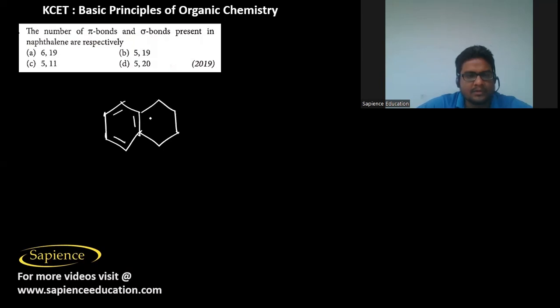Two benzene rings which are connected side by side. So here the number of pi bonds is 1, 2, 3, 4, 5. So there are 5 pi bonds, and now the number of sigma bonds that are present. Here the carbon-hydrogen bonds should also be counted.